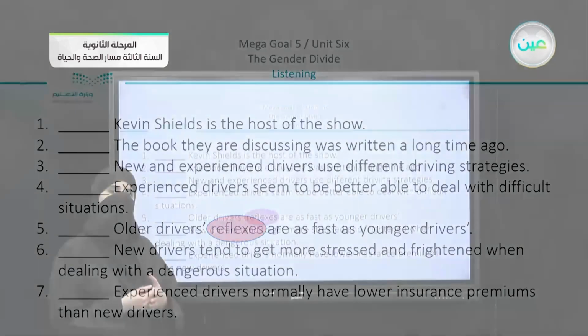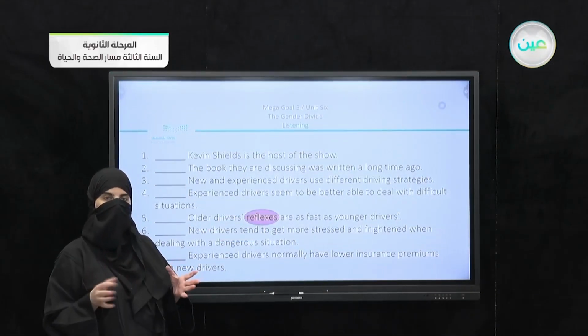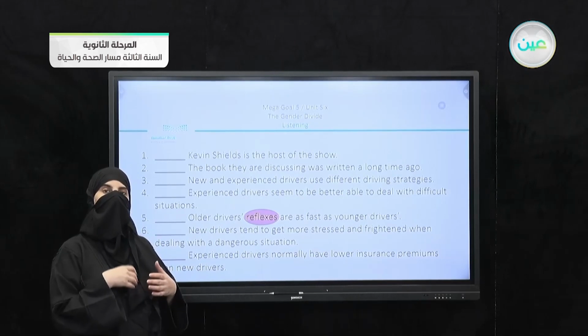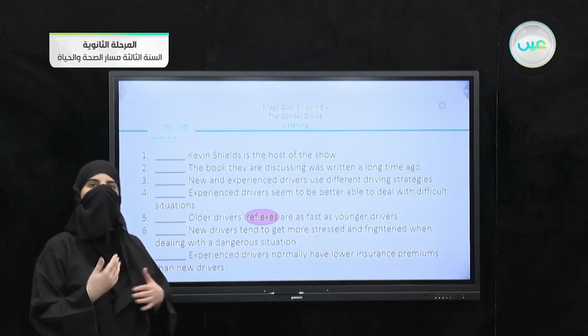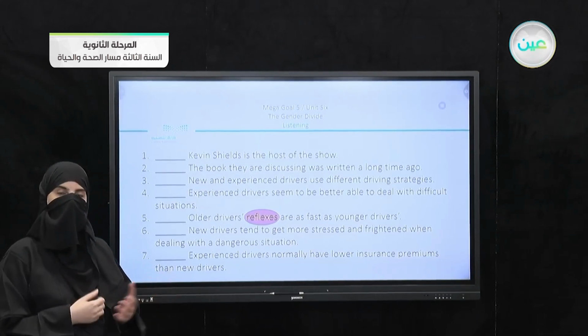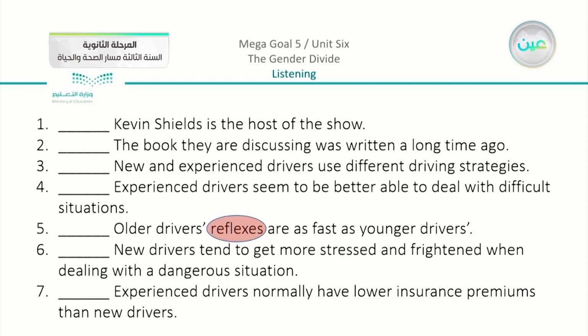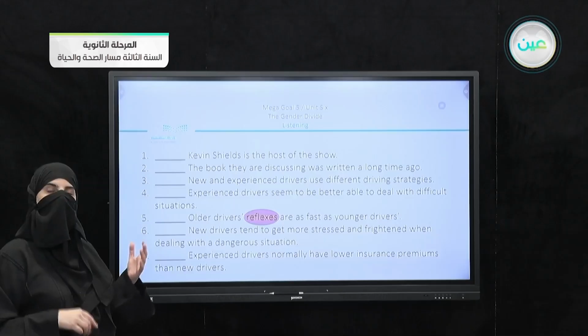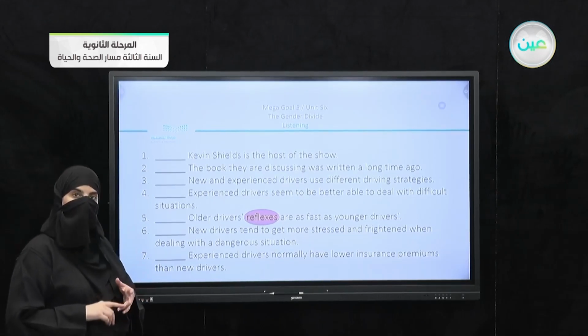Now going back to our statements that we have here in the book, we have the sentences. We are going to decide which one is true and which one is false, based on what we heard, the conversation or the interview between the two people. First, Kevin Shields is the host of the show. So did you notice or listen to the introduction when we have the mentioning of the names here? Now we have actually Kevin and Ken.